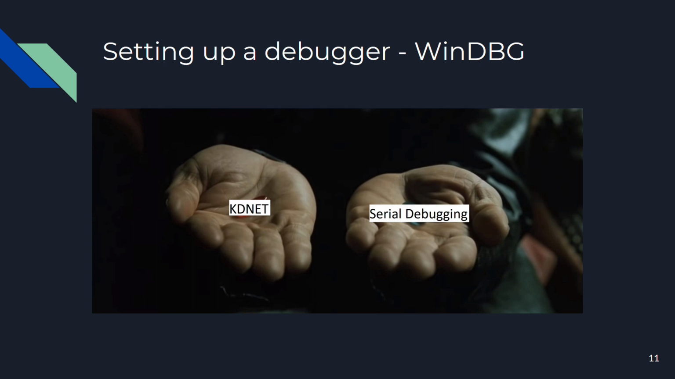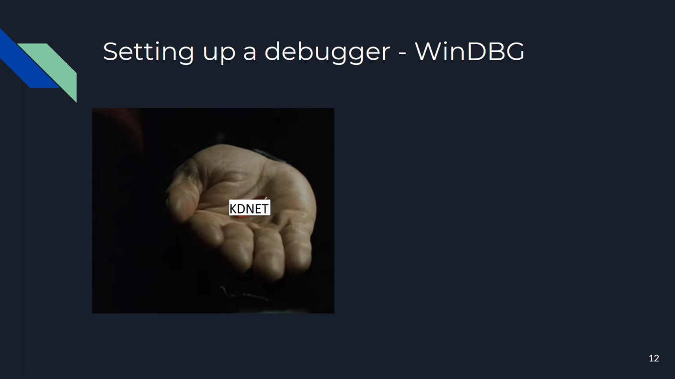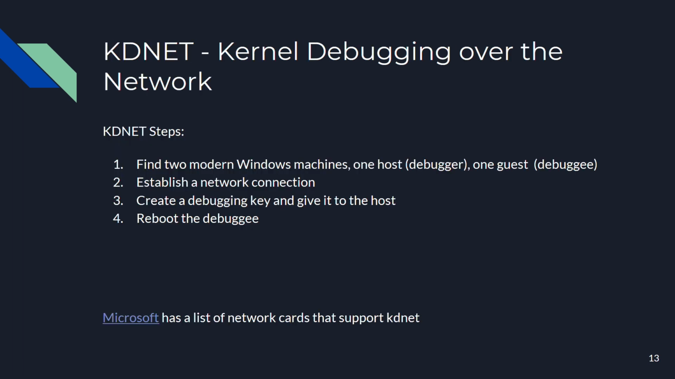Serial debugging is legacy, it's old, it's slow, and you're not going to use it. You're going to use KDNET. KDNET stands for kernel debugging over the network. Cool. So I'm going to go through the steps on how to set KDNET up so that you can do this on your own.